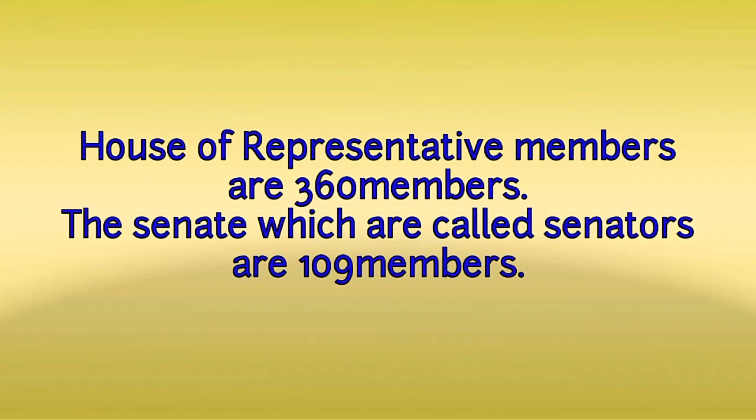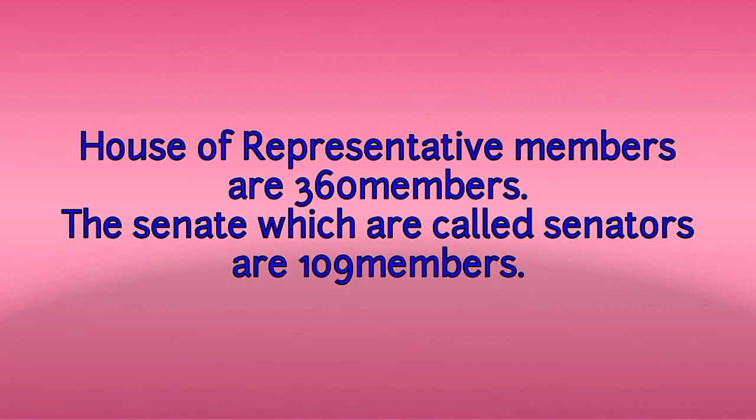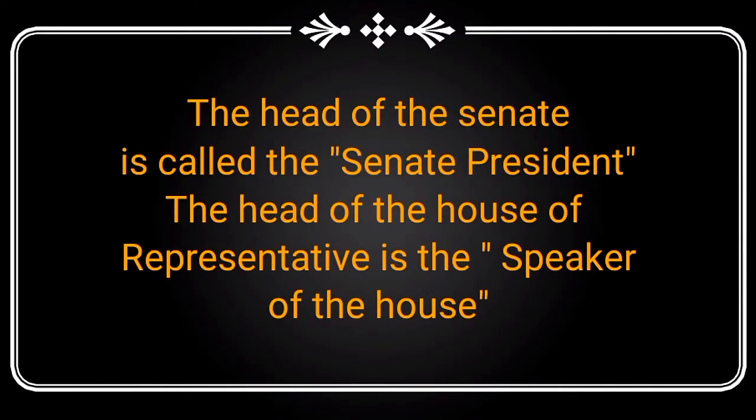So the House of Representatives has 360 members. Now, the Senate, whose members are also called senators, has 109. So in the Senate, we have 109 members or 109 senators. Each state has about 3 senators who are elected by the people of the state. The head of the Senate is called the Senate President, while the head of the House of Representatives is called the Speaker of the House.